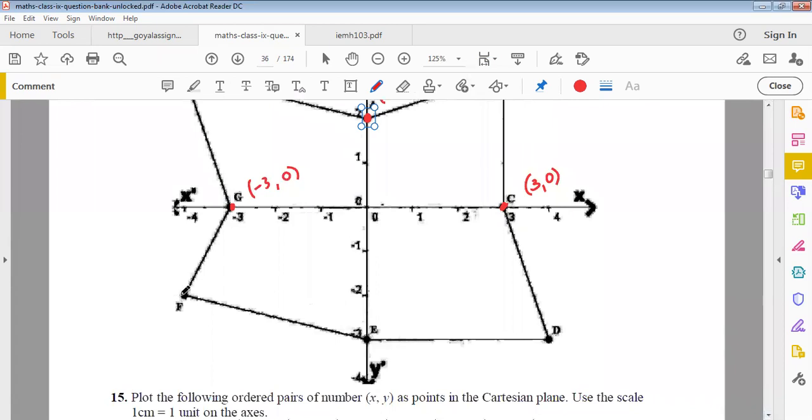Then this one, the F point, it lies here, so (-4, -2). And the E point lies on the y-axis, so (0, -3). And the D point lies in the fourth quadrant, so x will be positive: (4, -3). So these are the locations of the points.